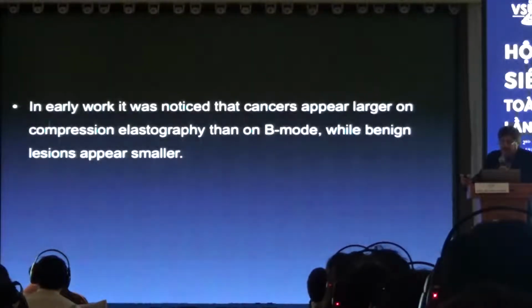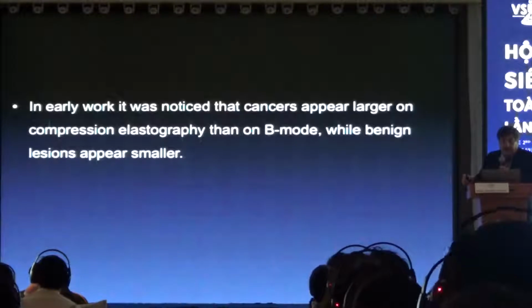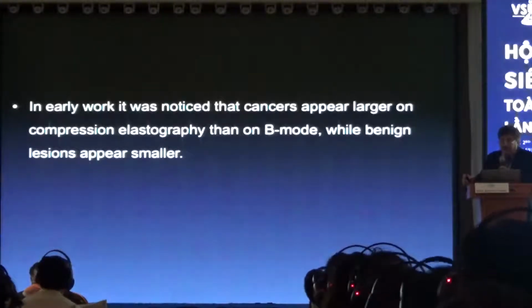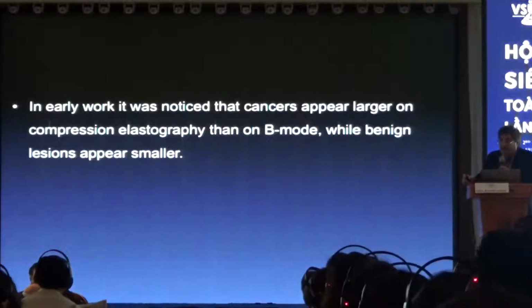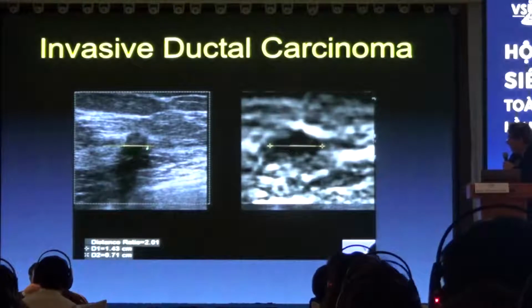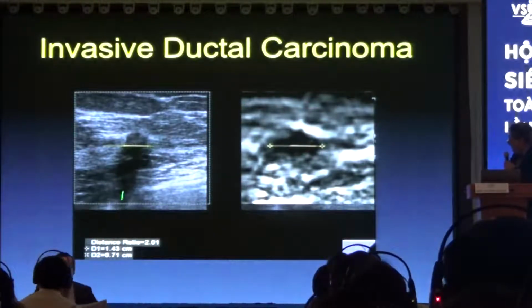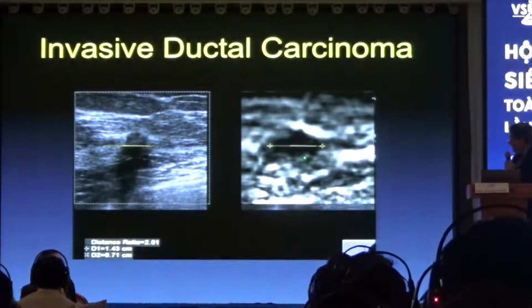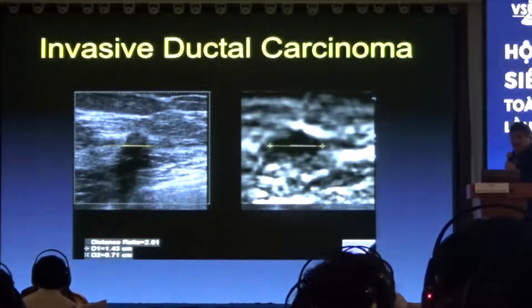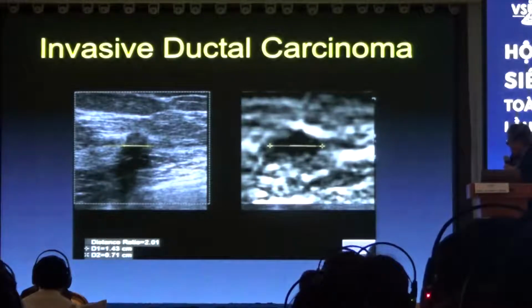One of the things that was noticed in the early work with breast was that breast cancers appear larger on strain elastography than on B-mode imaging, and benign lesions appear smaller. So in this example, you can see this lesion, which measured 7 millimeters, but it measures 14 millimeters on elastography. And this is very predictive of being a cancer.